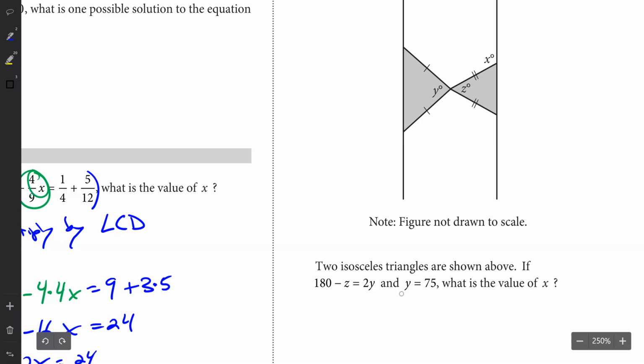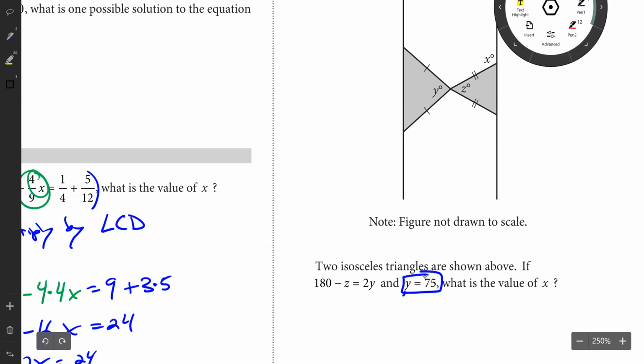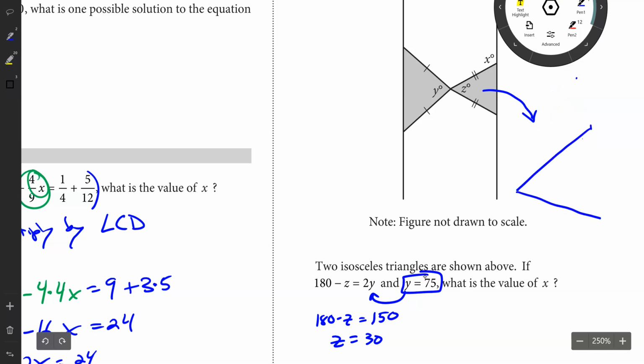Okay, so let's go ahead and use this information, right? I can use this to solve for z. So I just plug that right in. So 180 minus z equals 150. So z equals 30. Okay, well, if we know that this is 30, let's just take this triangle. We don't need this whole picture. The picture actually just makes it way more confusing than it needs to be. So we now know that this is 30.